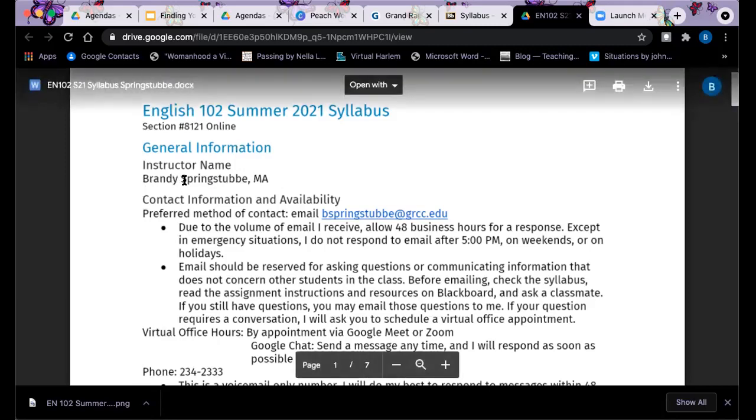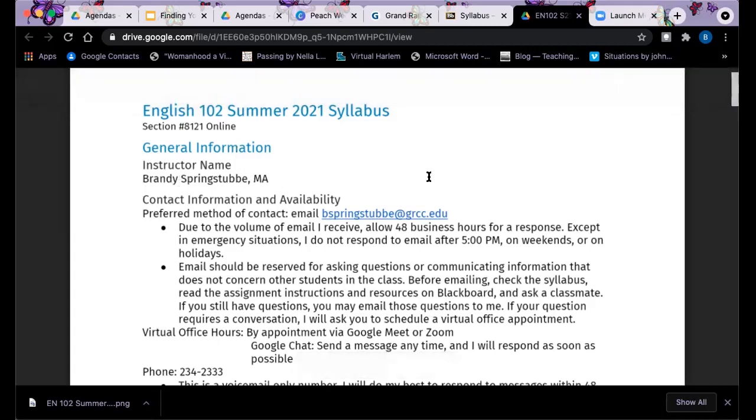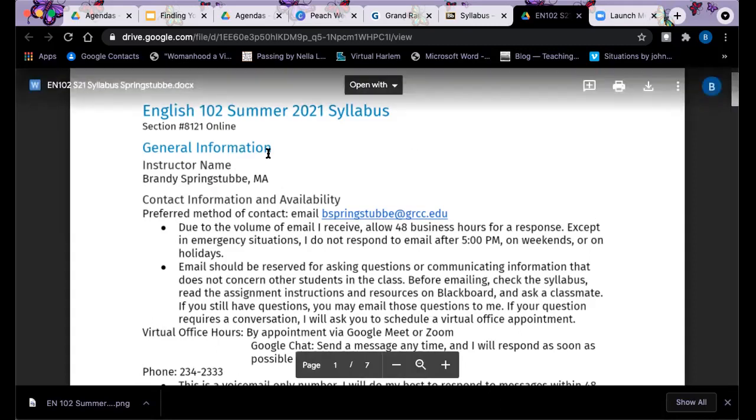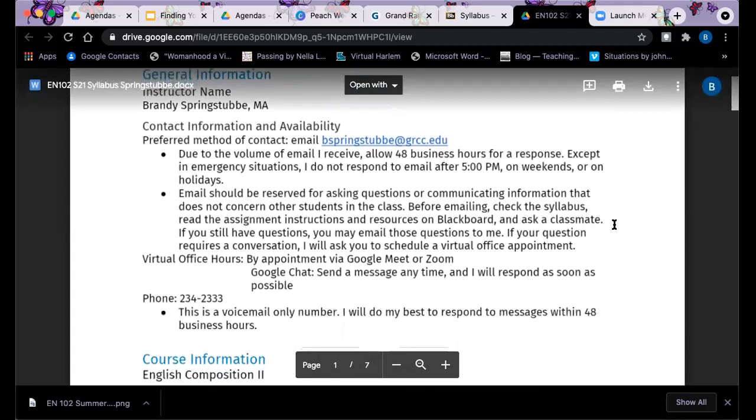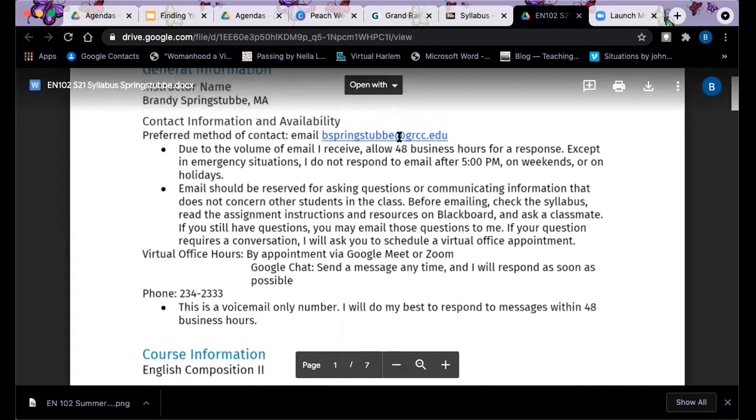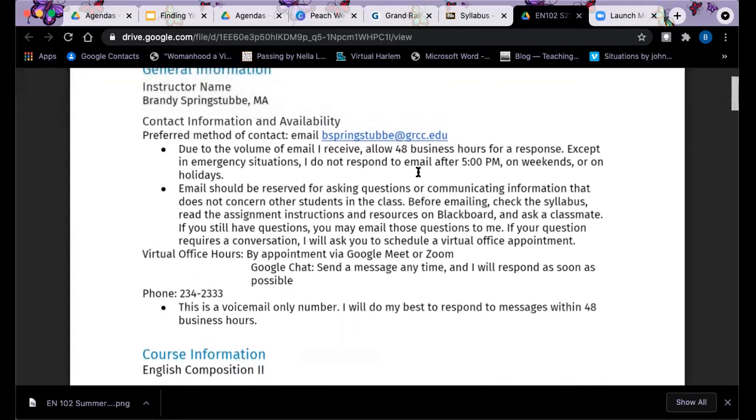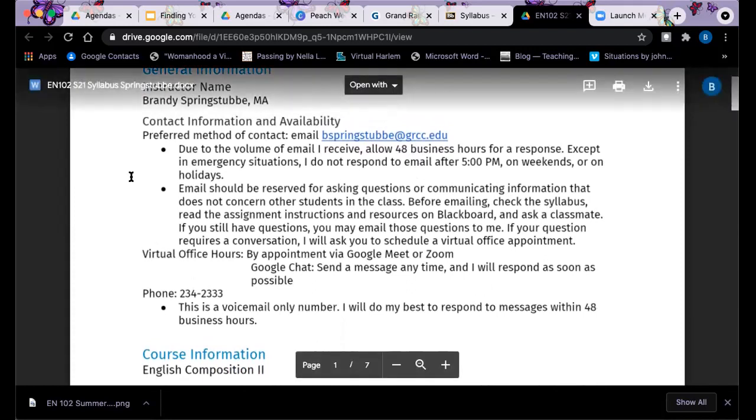Here is my name. I know Spring Stubby is not a common name. Just keep in mind that we pronounce all the letters. There we go. My contact information, this is a link to my GRCC email. You should use that as the primary form of contact, but you can't always expect an immediate response, and you should not expect responses in the evenings or on weekends unless there's some emergency or some situation that requires an immediate response from me.